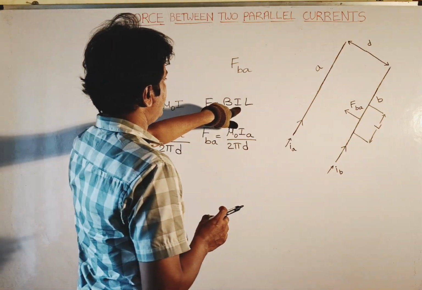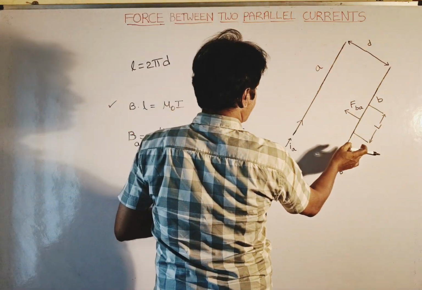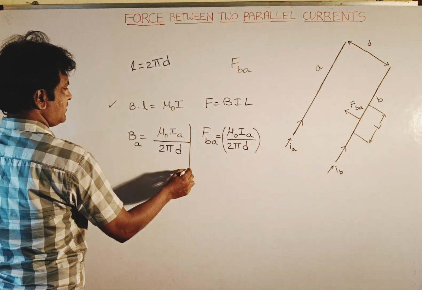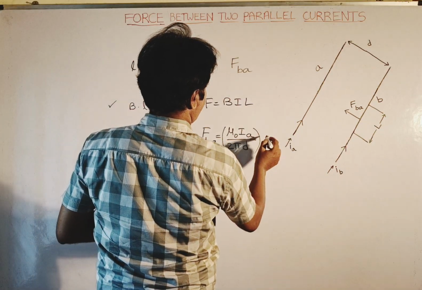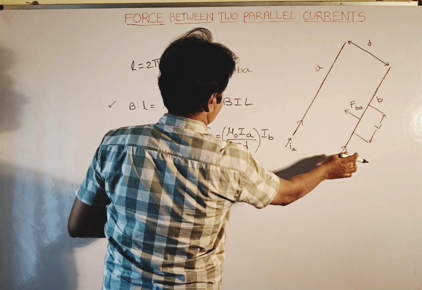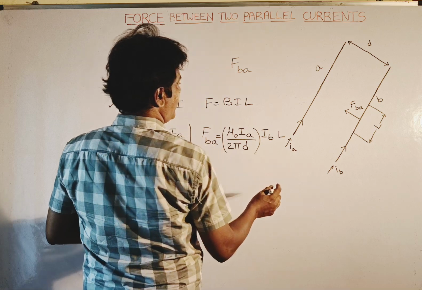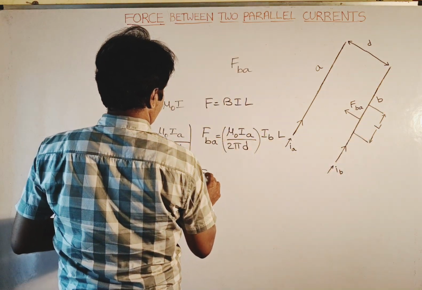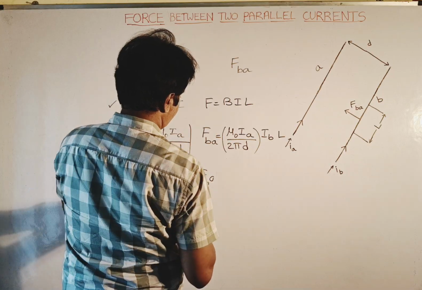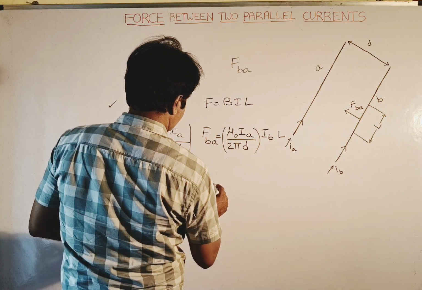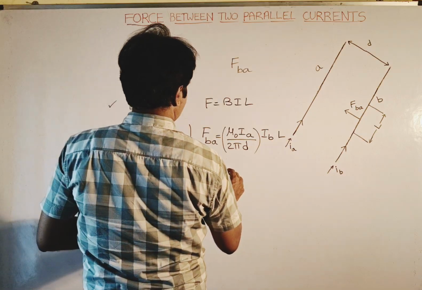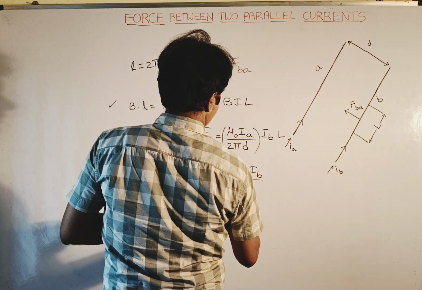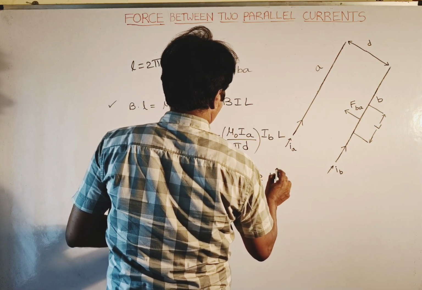Okay, I means here the current passing through the conductor B. The B I have taken from this part, and I, what is I? IB passing through the conductor B, and L. L is a length, some part of the length we have taken. So FBA can be written as mu naught IA IB by 2 pi d into L.